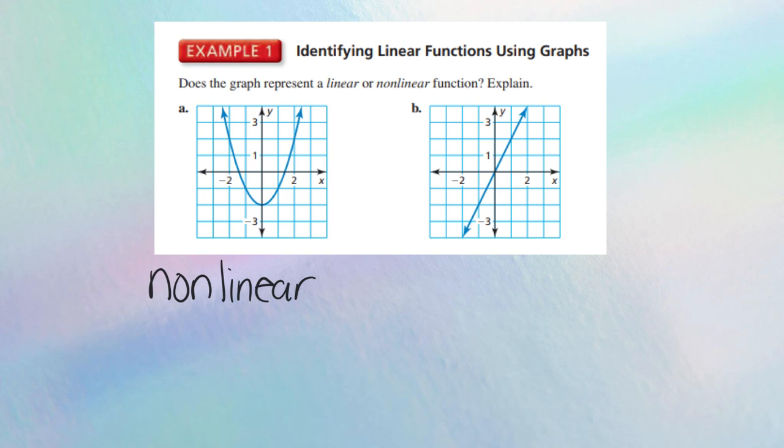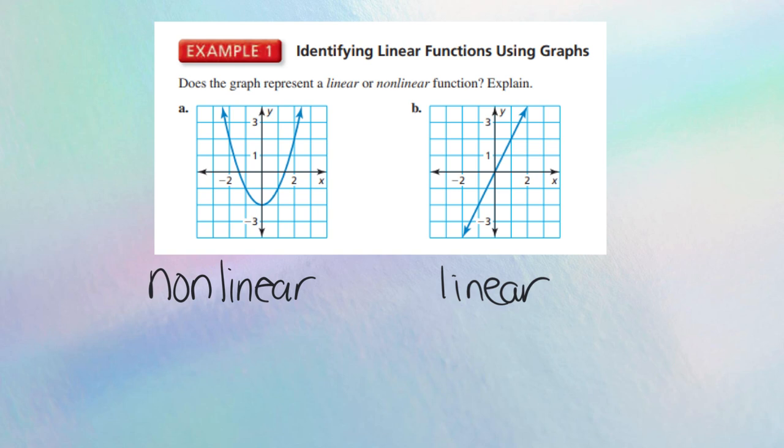What about B? Is the graph a line? So the function is going to be linear. Are these both functions? They're both functions, okay? Why? How do I know they're both functions? We are always going to test the vertical line test, right? So none of the points are touching more than once. Let's go on to the next slide.